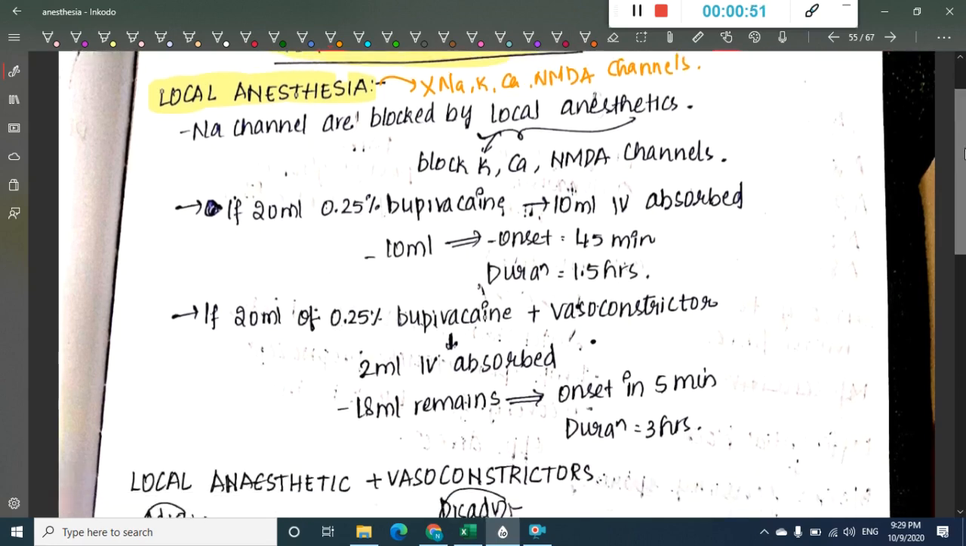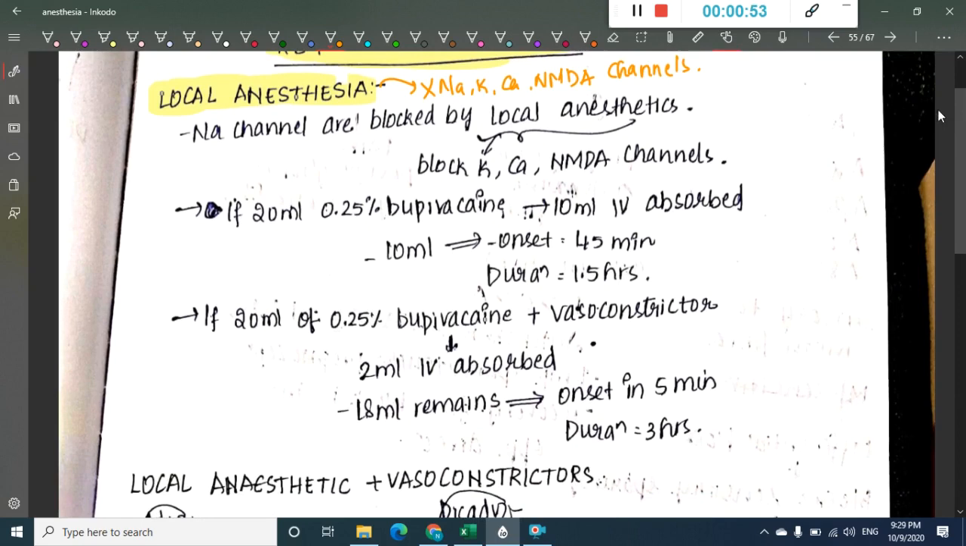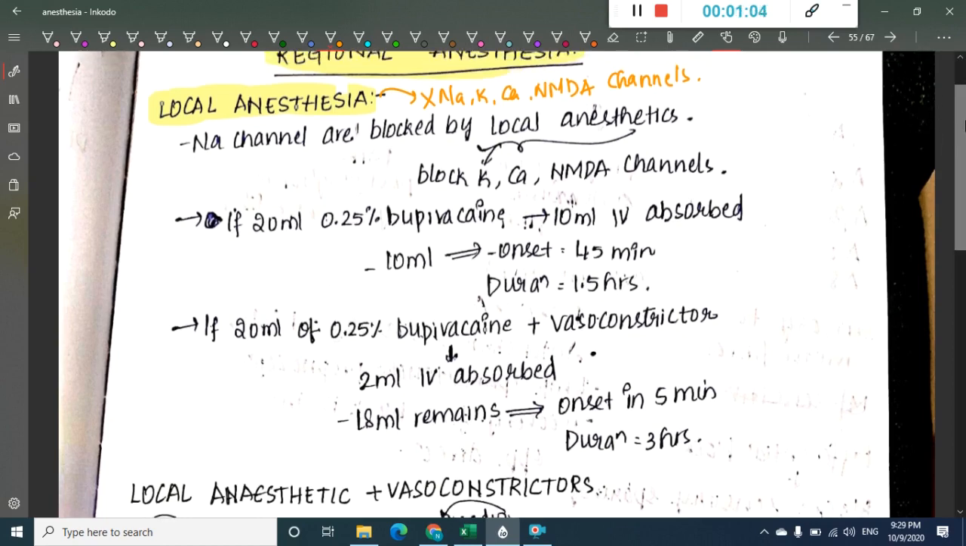So if 20 ml of 0.25% bupivacaine is given, then 10 ml IV is absorbed. In the remaining 10 ml, the onset is 45 minutes and the duration is 1.5 hours. So if 20 ml of 0.25% bupivacaine is given, 10 ml out of this 20 ml is absorbed.